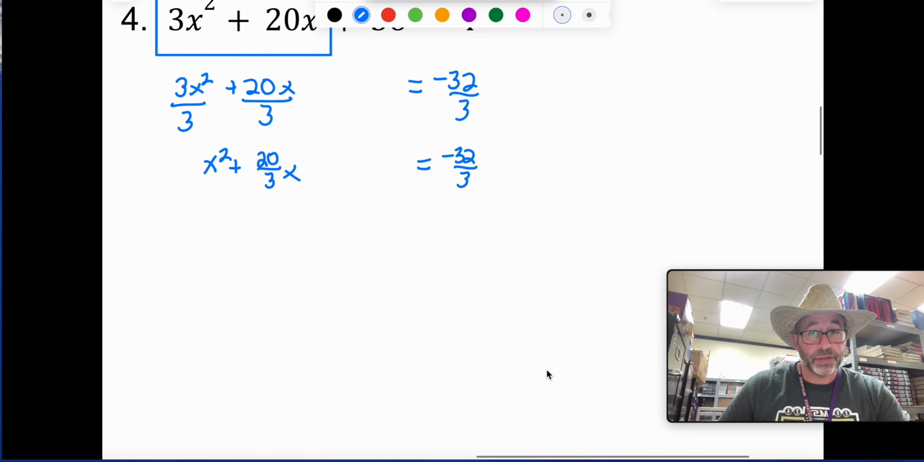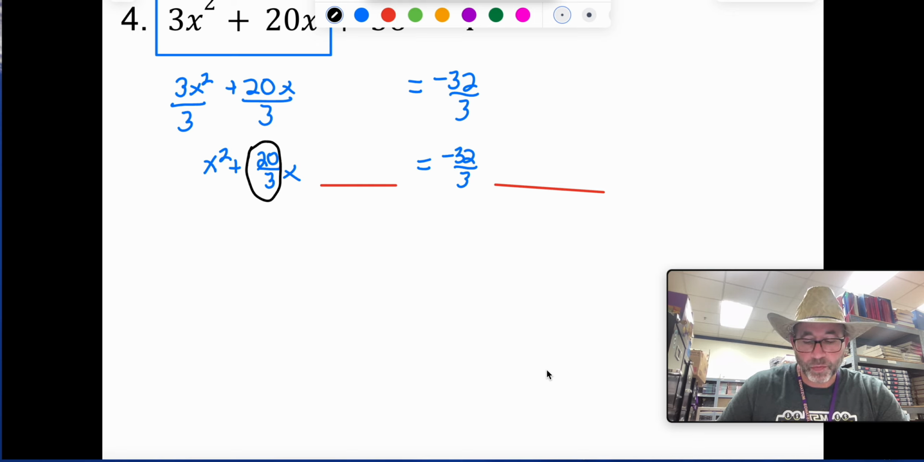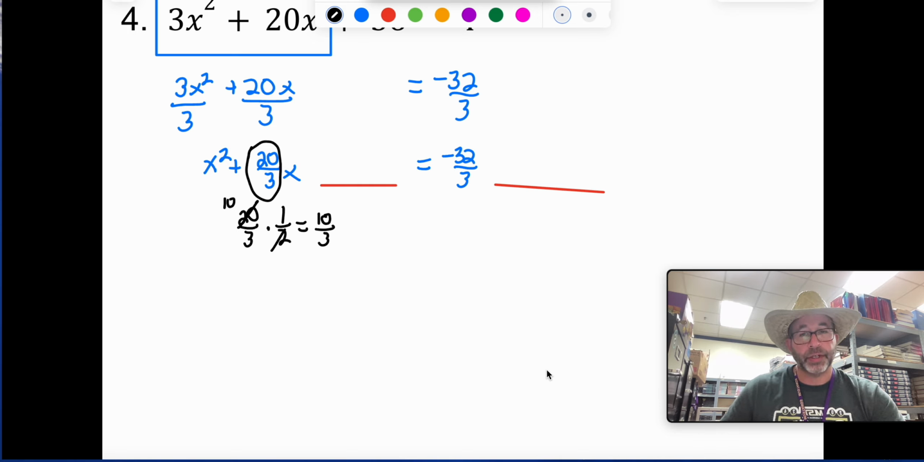Okay, we're ready now to complete the square. Now this is not going to be a pretty number. Keep it as a fraction. It's always easier to keep it as a fraction in my opinion. But if I keep this as a fraction, here's what's going to happen. That 20 over 3, let's cut that in half. So that's the same as multiplying by 1 over 2, cutting it in half. And what we get is 10 over 3. The 20 and the 2 will simplify. We end up with 10 over 3.